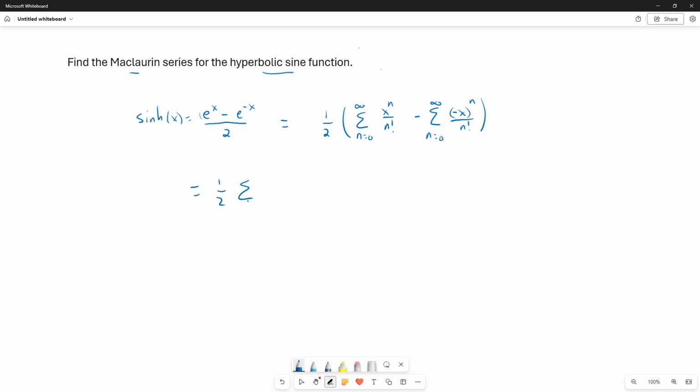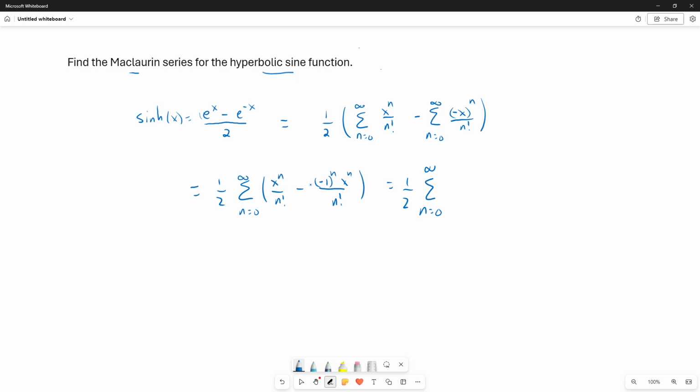So 1/2, and we'll leave the first series alone. We'll combine these two series. So we have minus, and then this one, we'll separate the negative from the x. It's -1 to the n times x to the n over n factorial. All that's in the summation symbol. And now these terms will either combine or cancel, depending on whether this is a plus or a minus sign overall.